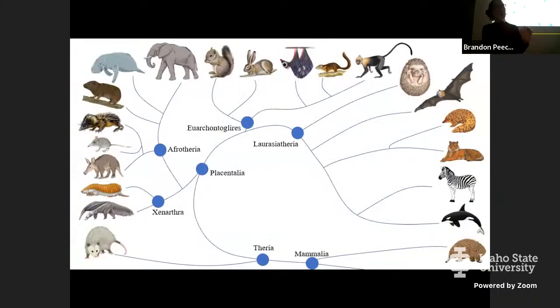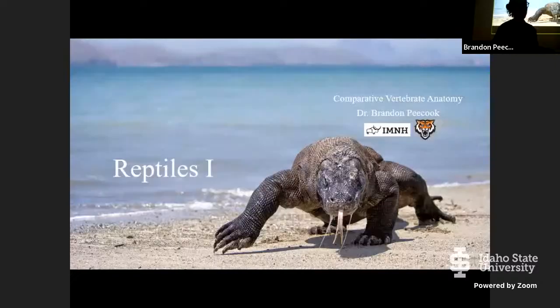So here's your full mammal tree. This orca is representing giraffes and camels too, to be clear. Sorry. So there's your mammal tree. Blah, blah, blah, blah. All right. Now let's do what we're supposed to do today.